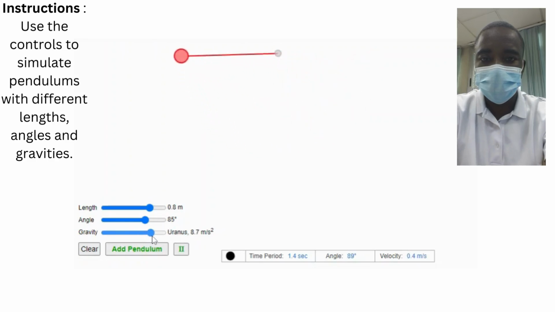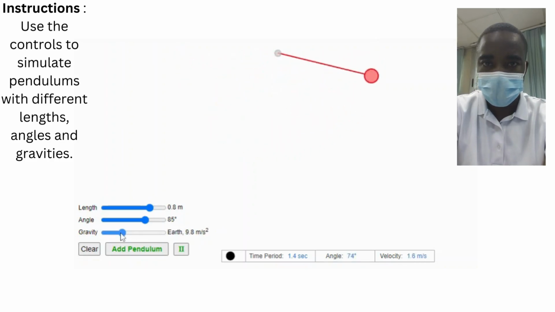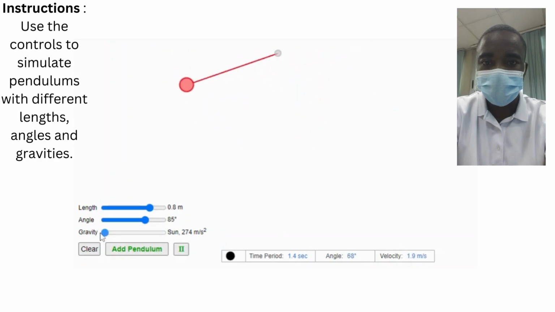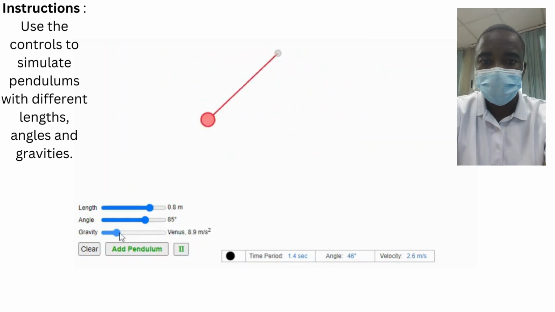The pendulum simulation begins by introducing the concept of periodic motion, explaining how it is characterized by regular, repeating cycles. The simulation provides an interactive platform where students can actively engage with the concept of periodic motion. By using controls to simulate pendulums with different lengths, angles, and gravities, students can gain a deeper understanding of the principles governing the motion of pendulums. This hands-on approach helps students grasp the complex and fascinating world of periodic motion.